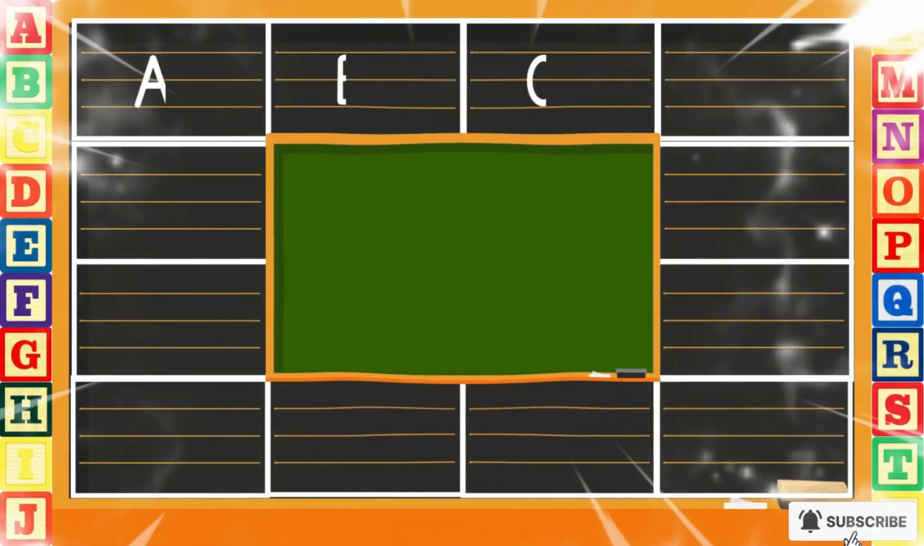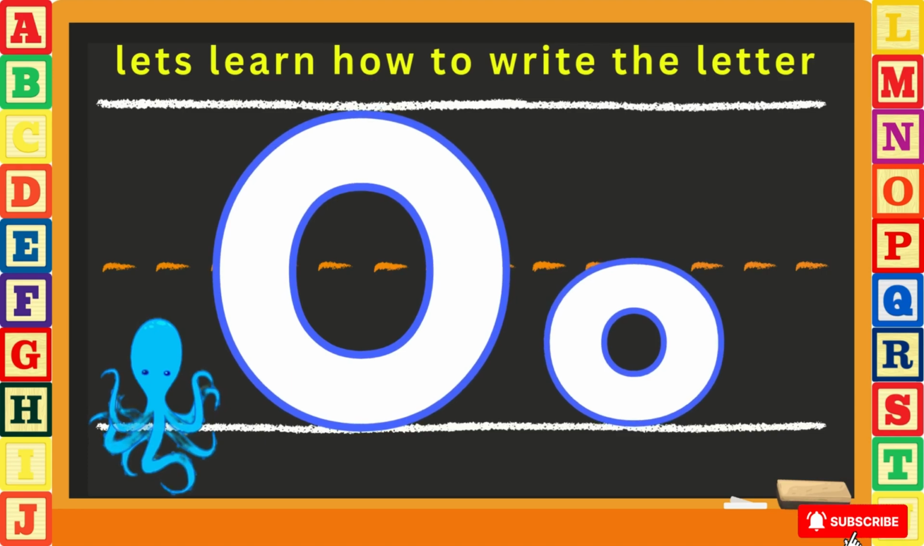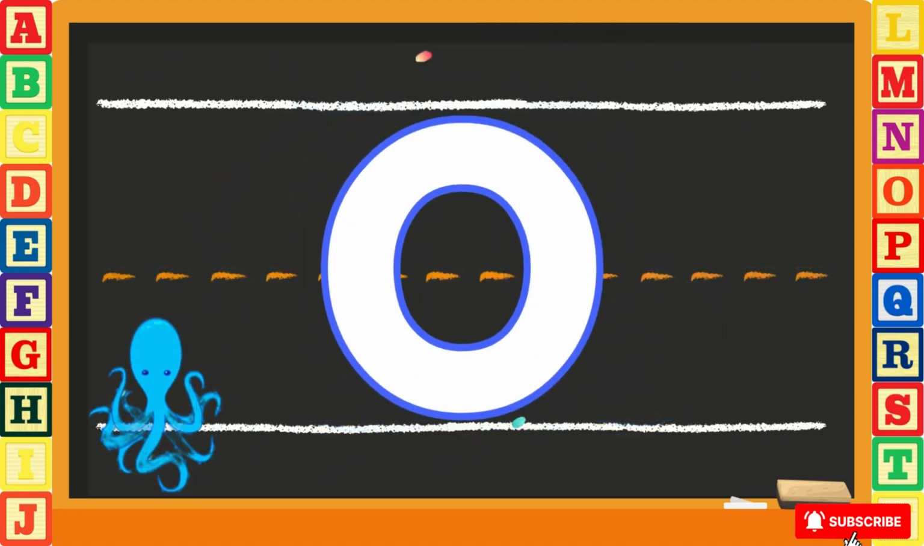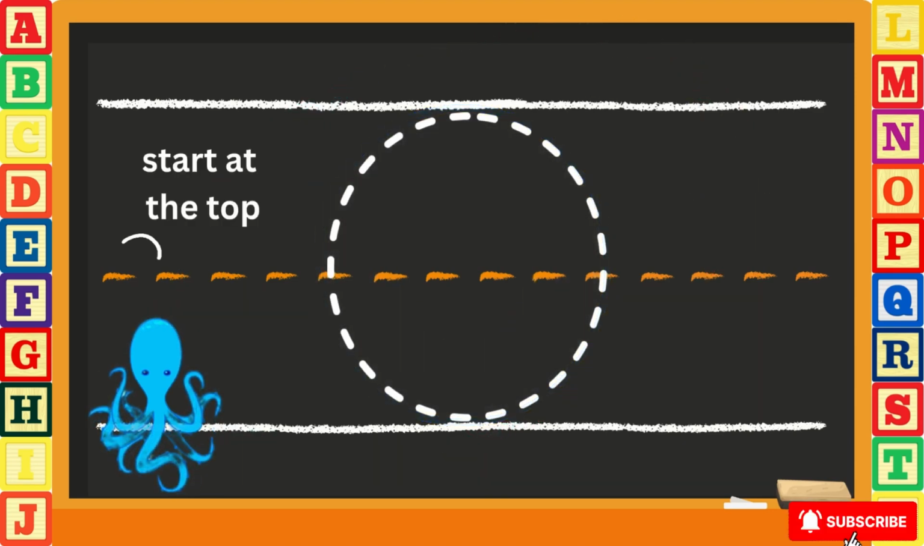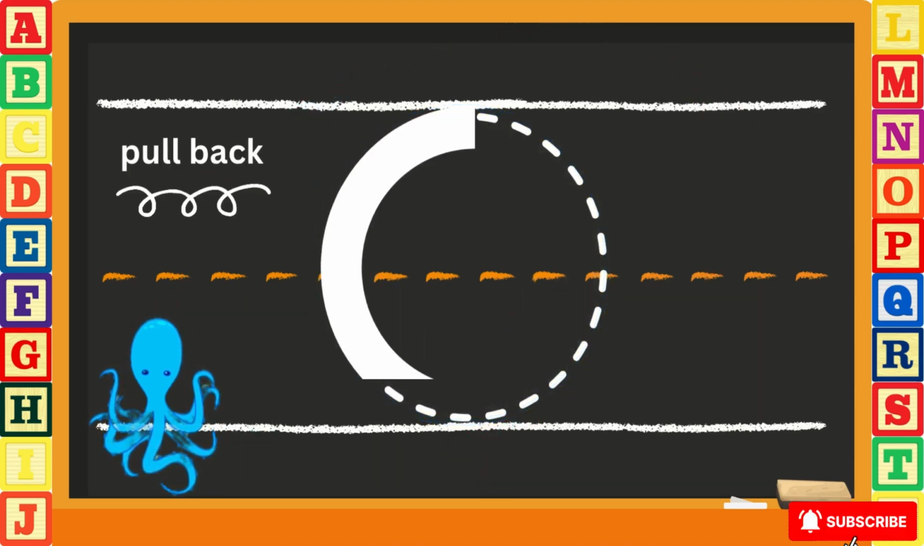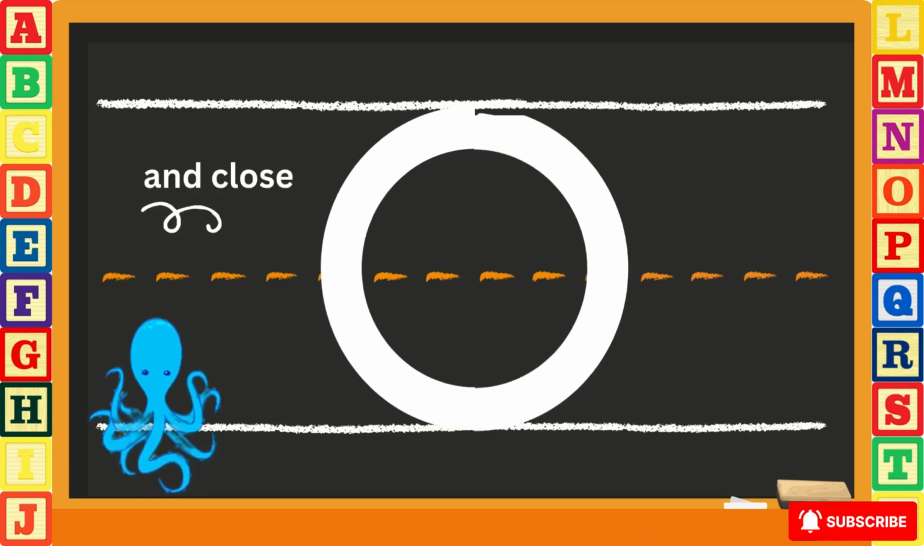Hey kids! Let's write the letter O in one easy step. Let's start with big letter O. That's uppercase O. Ready? Start at the top. Pull back, around, up, and close.